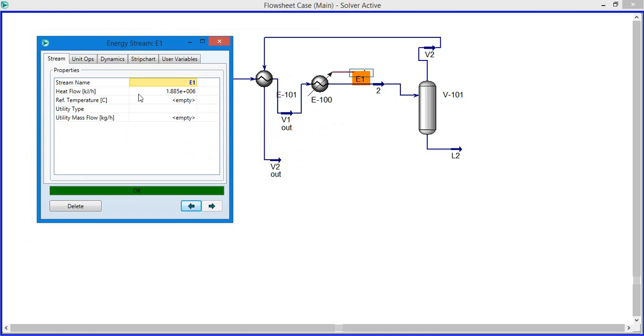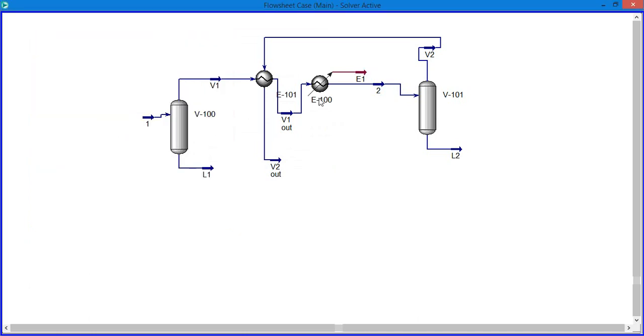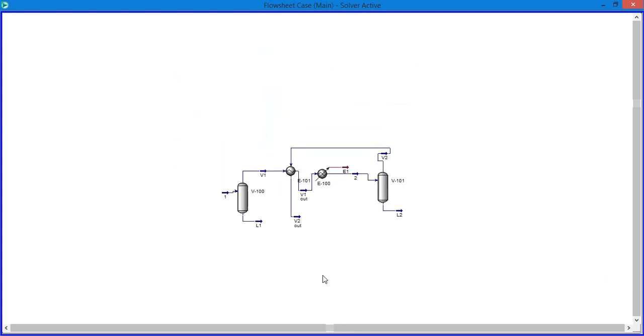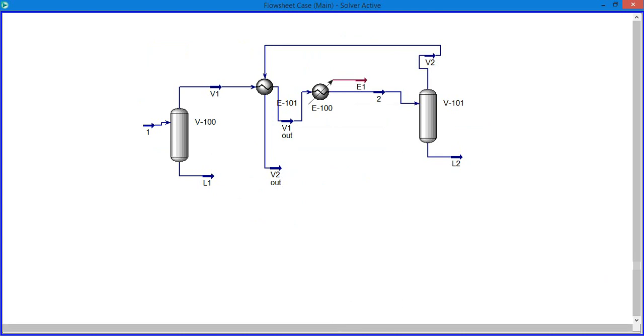and the only duty we are using here is one heat flow is 1.88 into 10 raised to power 6 kilojoules per hour, and the duty here you can see that it is 1.88 into 10 raised to power 6 kilojoules per hour, and in this way we modified our system by simply using a heat exchanger.